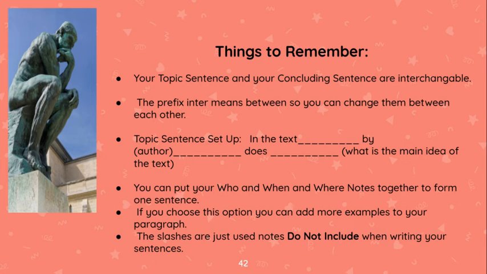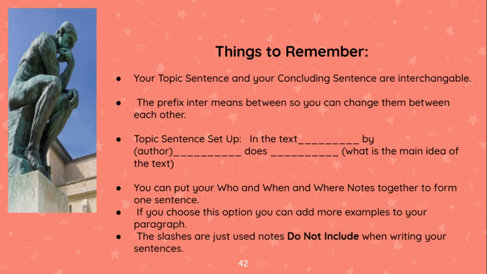What does the author tell us about? What is the main idea of the text? You can think about using elements of your summary sentence in this. So think about the who, the when, the where, and the what of this article.